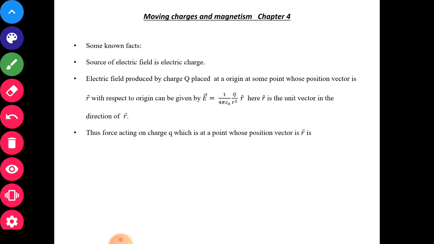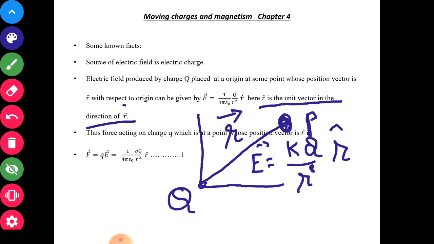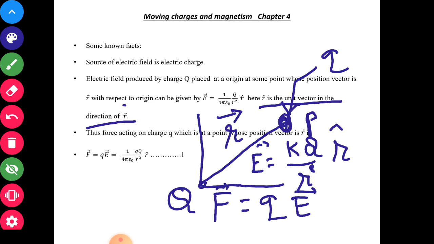Thus the force acting on the charge q, which is at the point whose position vector is r, is given by F is equal to qE. That also we know, that if one small charge q is placed at this point P, then the force acting on this charge, F is equal to qE. This we are knowing.